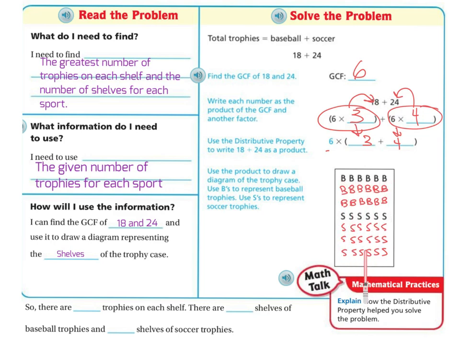So looking at the diagram, you can see that there are 6 of each ball on the shelf, and that there are 3 shelves of baseballs and 4 shelves of soccer. So we are going to write that there are 6 trophies on each shelf, and there are 3 shelves of baseballs and 4 shelves of soccer trophies.